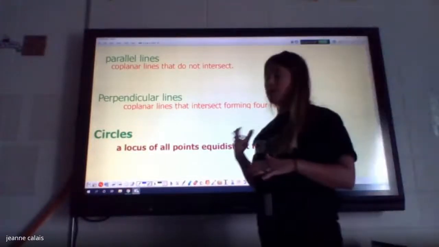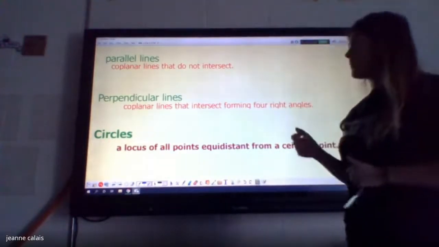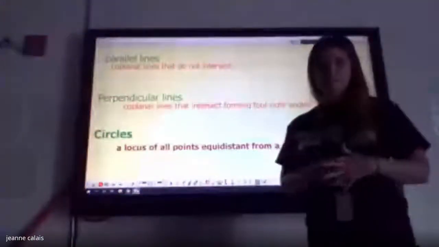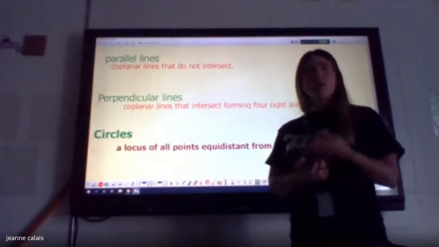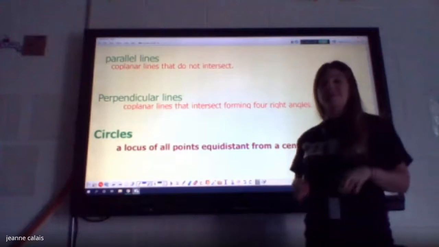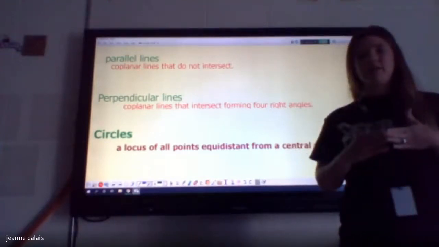Okay, we're going to start this part with talking about parallel lines. All right, so parallel lines, you're probably thinking, well, I already know that. I've heard about parallel lines. I know what it means. It means they're never going to touch. Well, that is correct, but that's not the precise definition, and you have to know the exact definition.